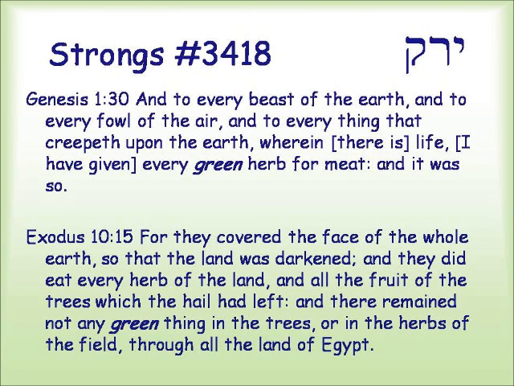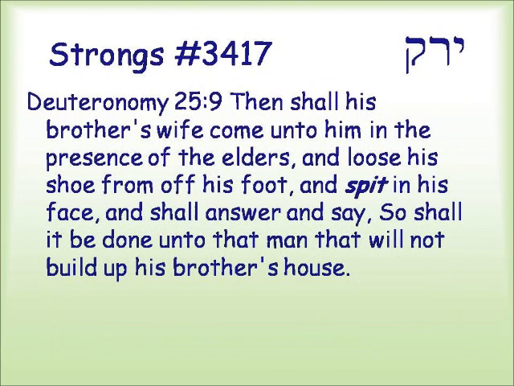Exodus 10:15, "For they covered the face of the whole earth, so that the land was darkened, and they did eat every herb of the land, and all the fruit of the trees, which the hail had left, and there remained not any green thing in the trees, or in the herbs of the field, through all the land of Egypt." All the vegetation was struck by the plague.